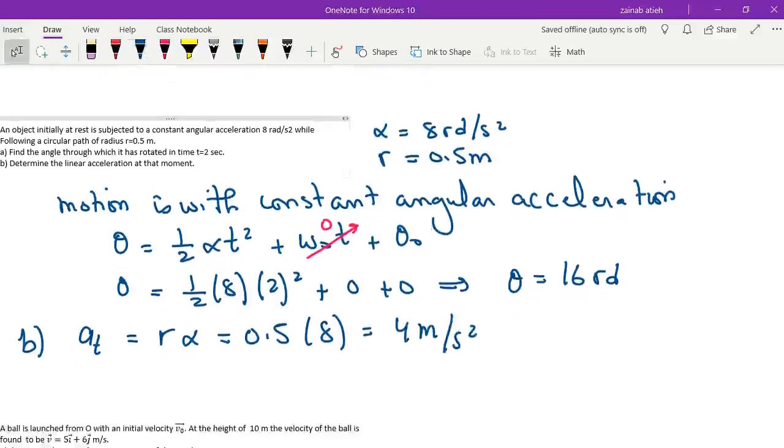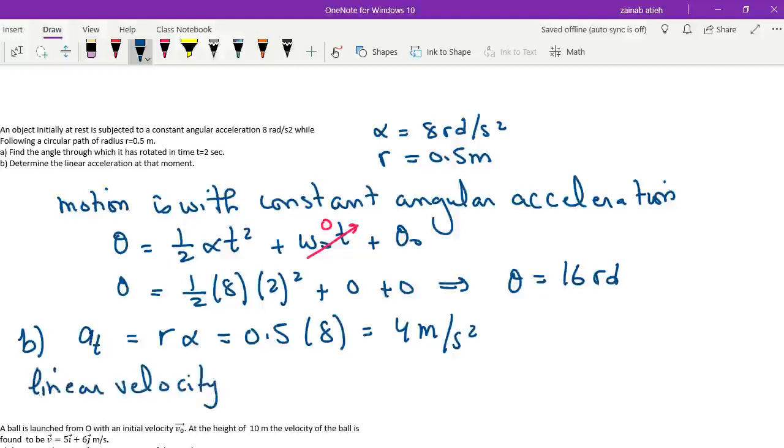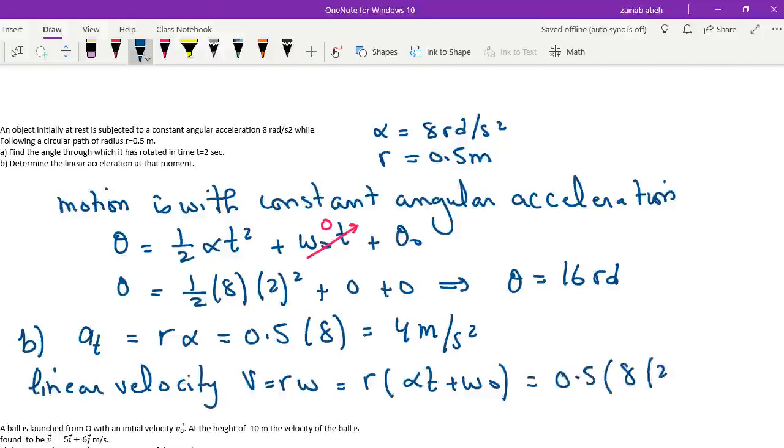ولو كان هون بالسؤال سألنا for example عن ال linear velocity I can find it also. So the linear velocity, it's equal to v equals r omega، والomega أخذناها alpha t plus omega 0، والomega 0 قلنا it's 0، فصو بيطلع عندي الr معنا 0.5، الalpha was 8 والtime was 2, okay for sure plus 0, رح يطلع معي it's 8 meters per second.